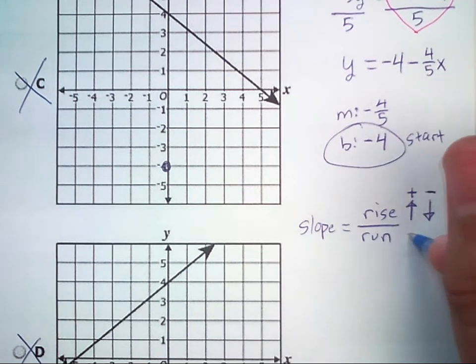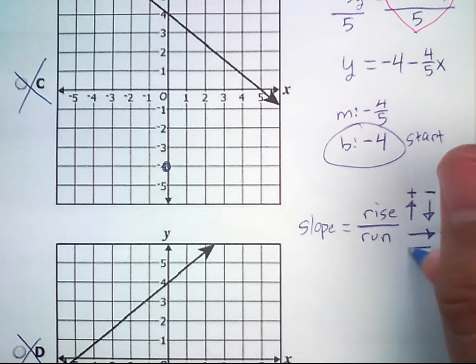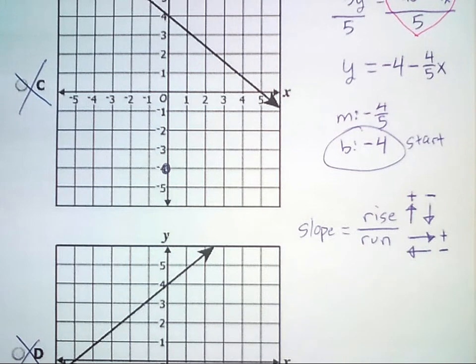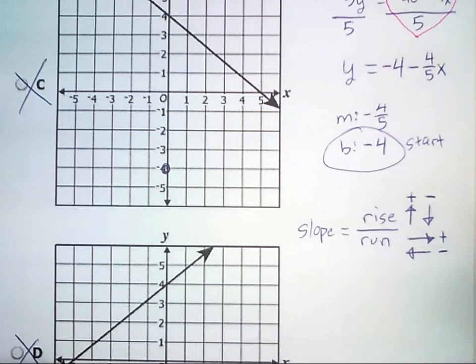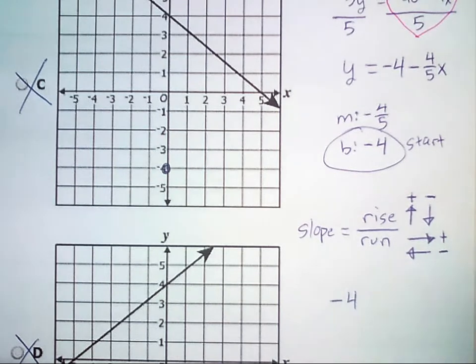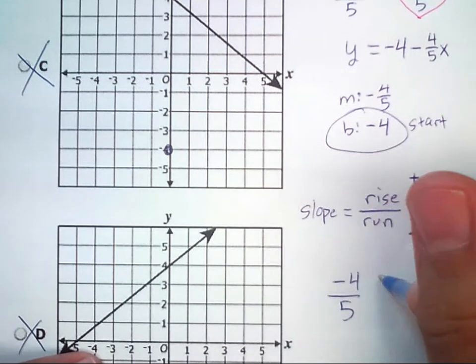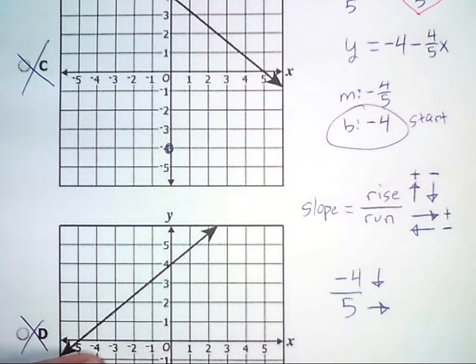On the bottom, you can think of it like when you're going forward in life, that's positive. But when you go backwards in life, it's negative. So whatever these numbers are, they tell you what to move. We had negative 4/5. So since we had negative 4/5, the negative 4 tells me to go down 4, and the positive 5 tells me to go right 5.